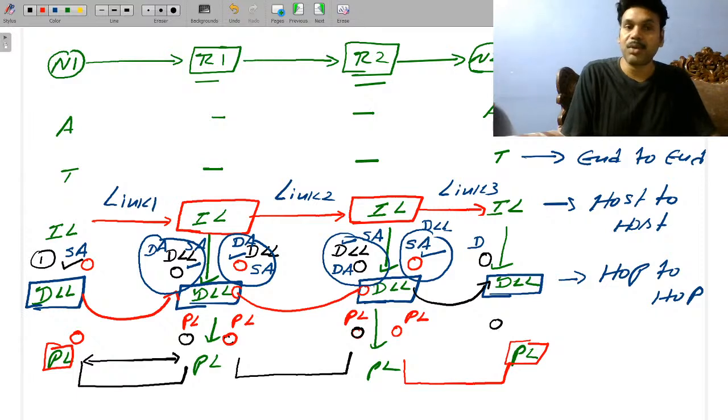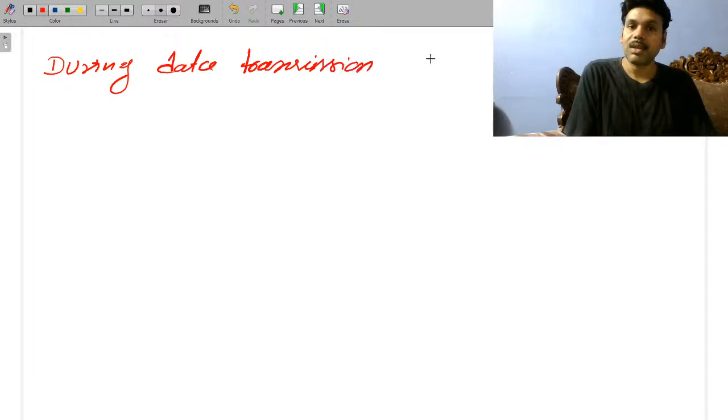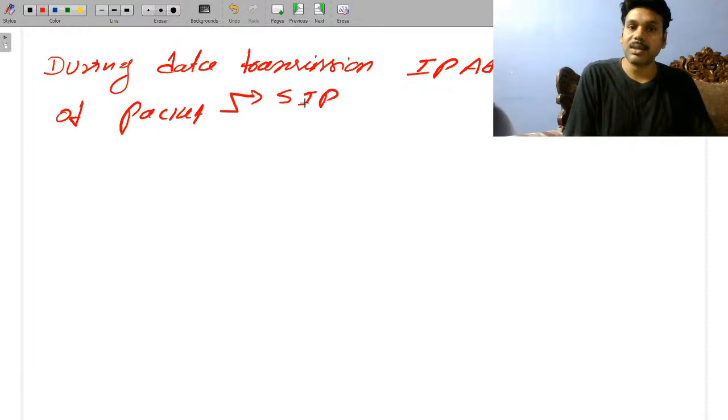I'm telling you one important point, observe. During data transmission, the IP address is not going to be changed. The IP address of a packet consists of what? Source IP address and destination IP address. They are not changed during data transmission.